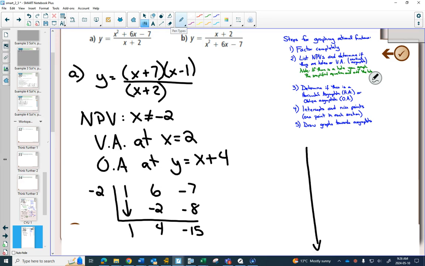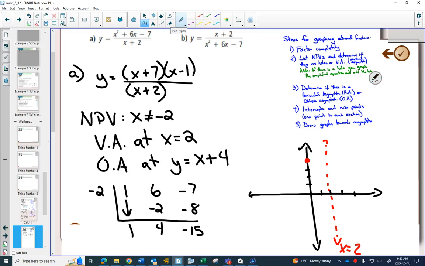I usually start graphing once I've got my asymptotes done. So I know there's an asymptote at x equals -2, and I also know that there's an asymptote at y equals x plus 4. So if I'm graphing y equals x plus 4, I would know that there's a y-intercept of 4. Yes? Would the vertical asymptote be at -2?